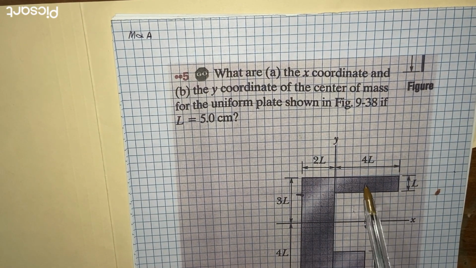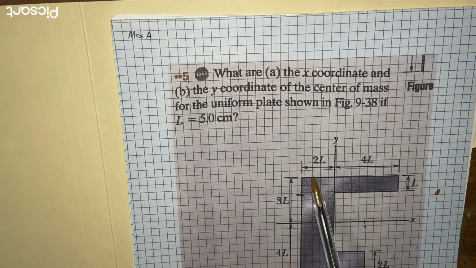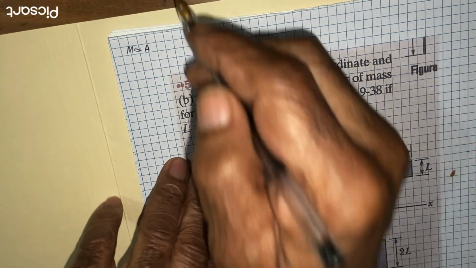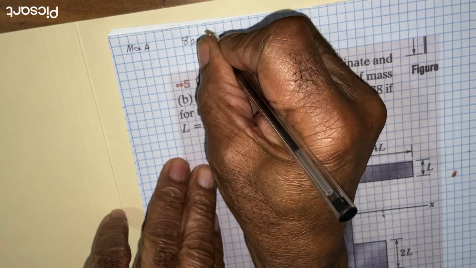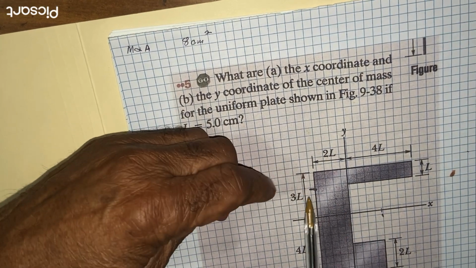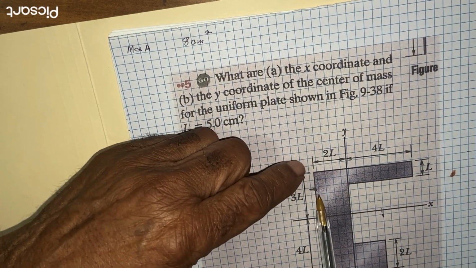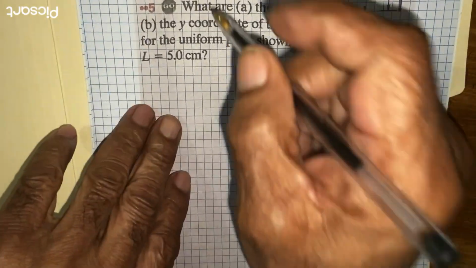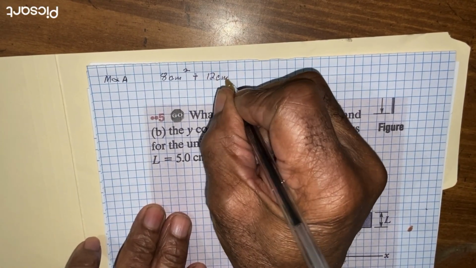Here we have 4 and 2. This is 2 times 4, which would be 8, and this is times 1. So that's going to be 8 centimeters squared. And then we can look at this part here. We're going to have 6. We take that 1 from there. 6 times 2. That's 2 times 6, which is going to give us a plus 12 centimeters squared.